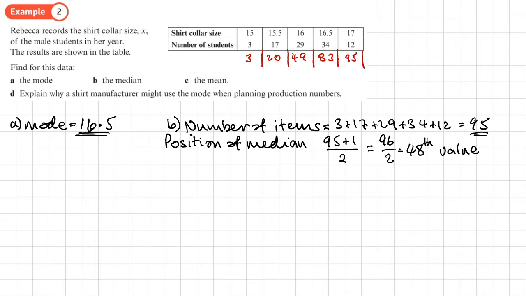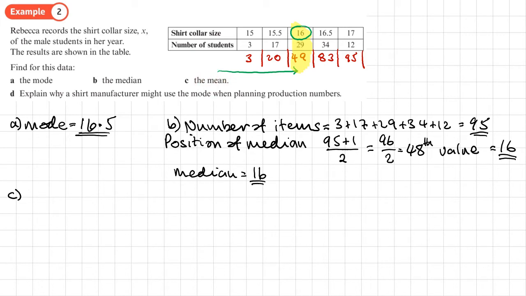So I want to go across until I get to the 48th value. Now I'm going to find the 48th value in this group here. That's where I'll find the 48th value. So that means that the 48th value is 16. So that is my median. So let's write that down. Median equals 16.